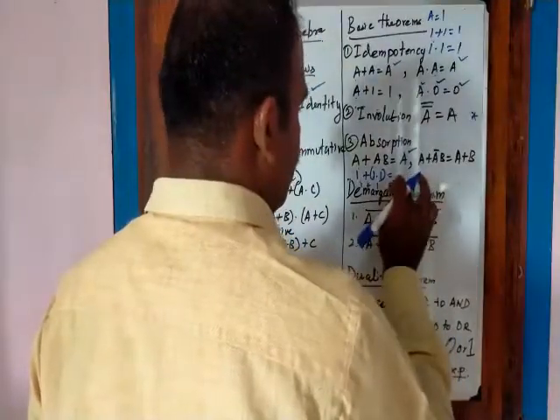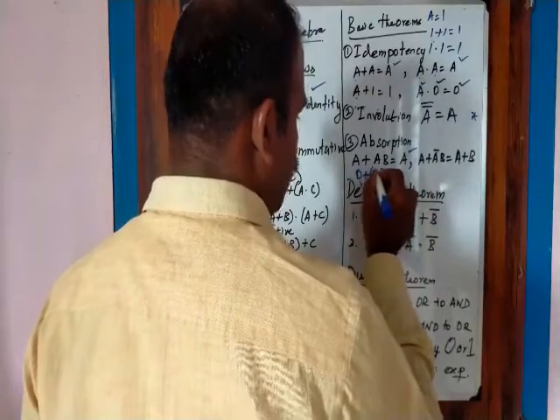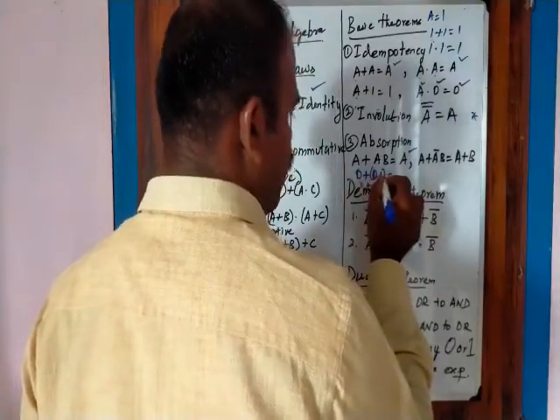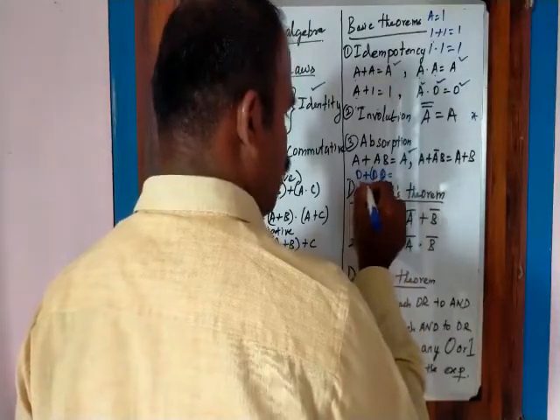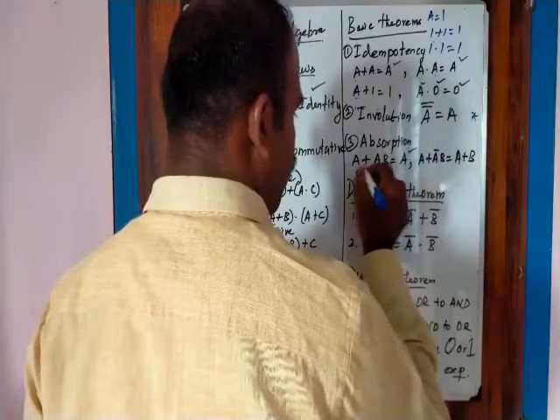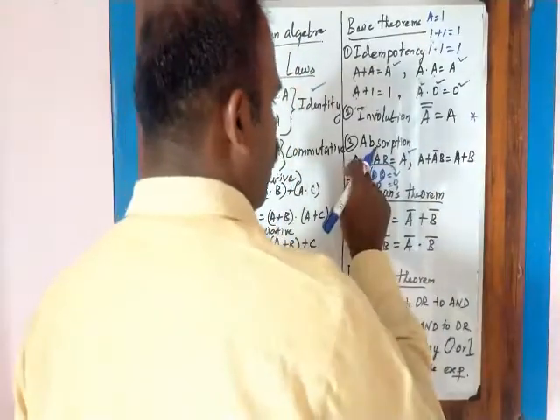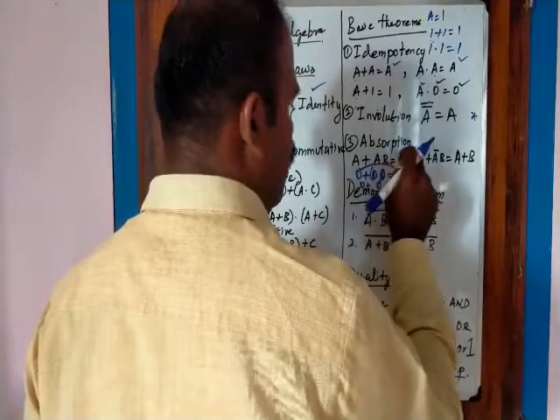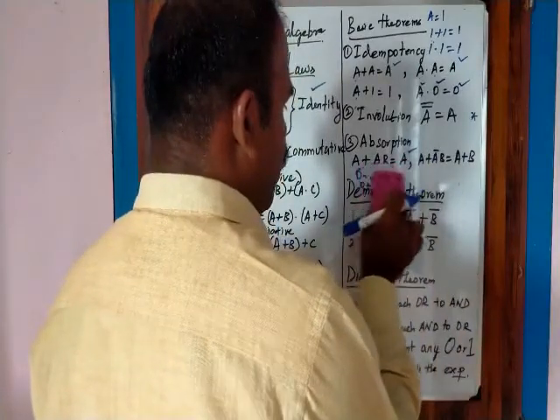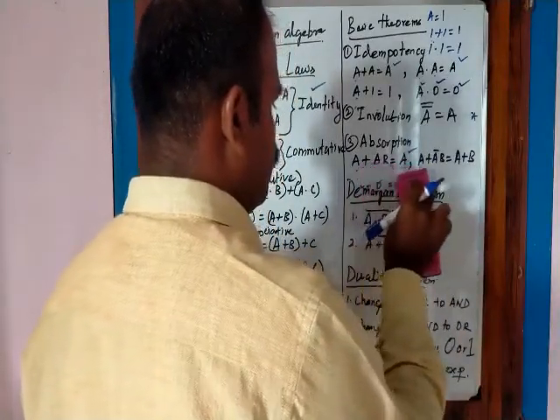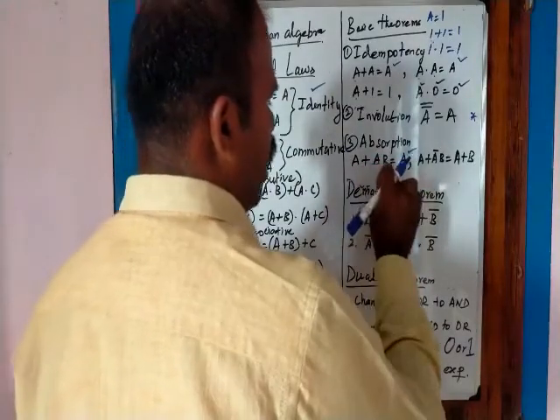Similarly, if you give A equal to 0, then 0 multiplied with B, anything, gives 0. So 0 plus 0 is 0. Whatever value is given to A, it gives that result. So A plus AB equals A. It is a very important property, very important theorem. So A plus AB equals A.